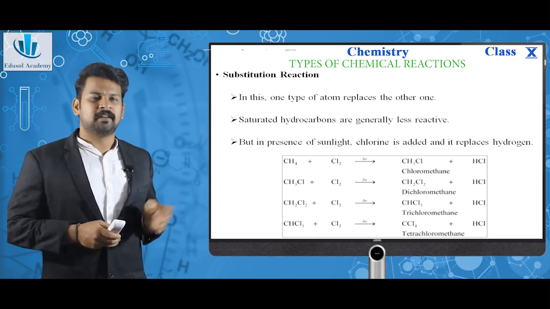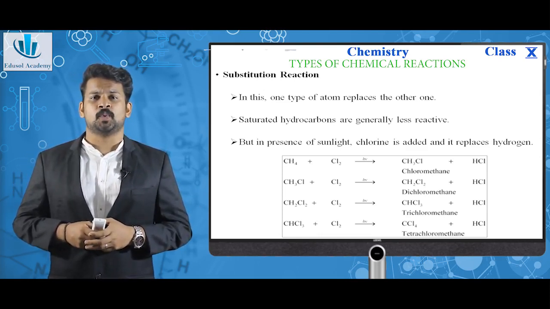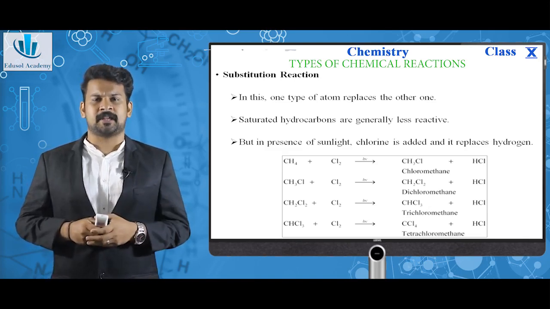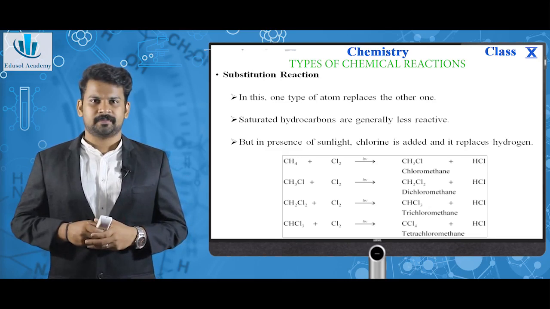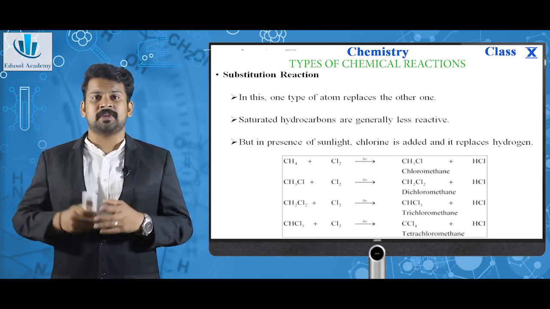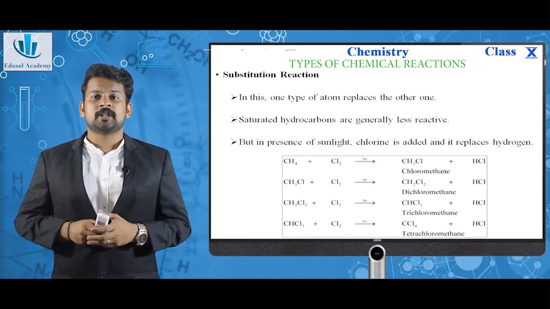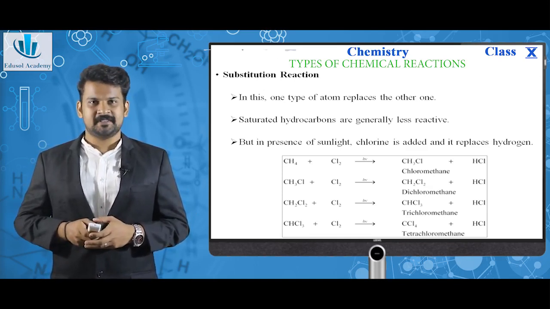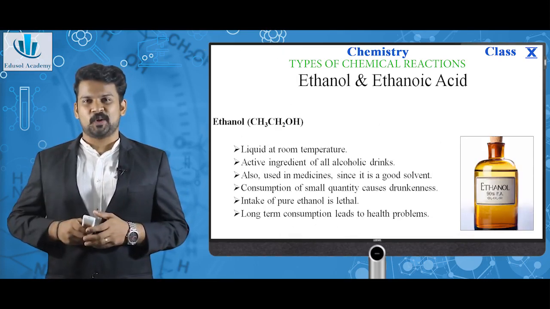In the example here, you can see methane CH4 plus Cl2, in presence of sunlight. It is giving CH3Cl plus HCl, which means one hydrogen atom is replaced in every step, and finally CCl4, tetrachloromethane, is formed. This is substitution reaction.